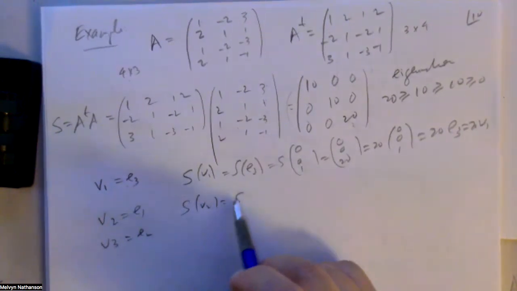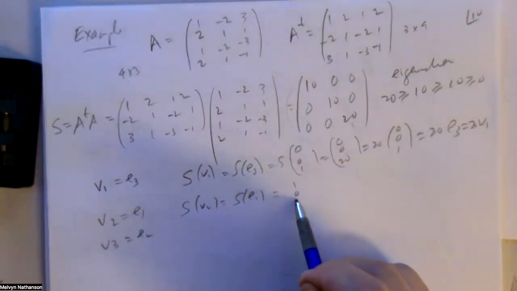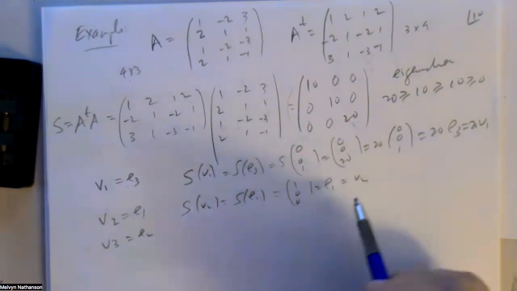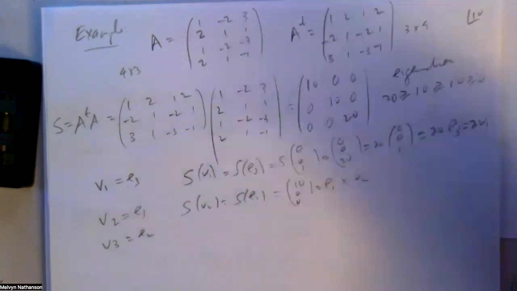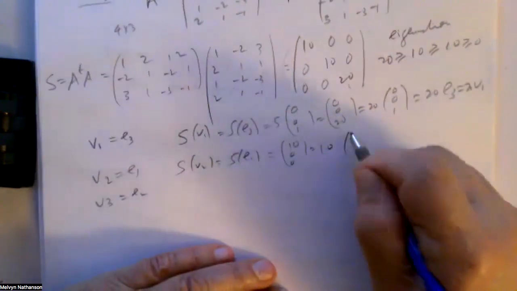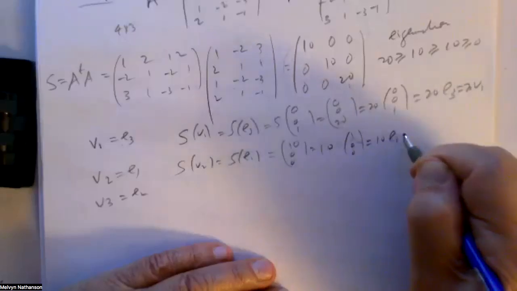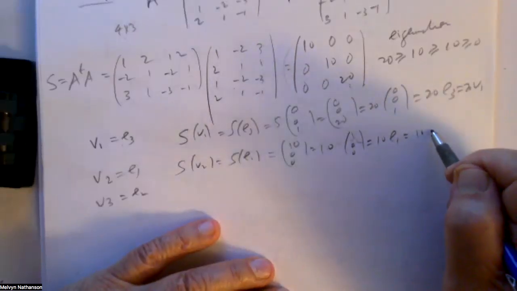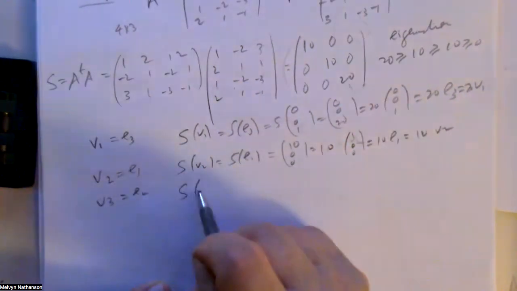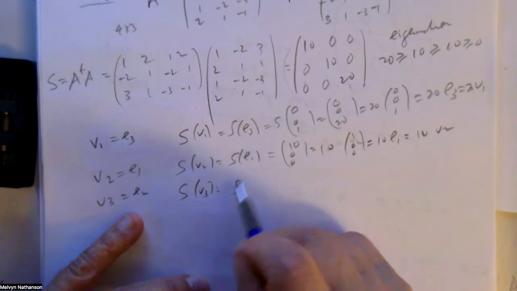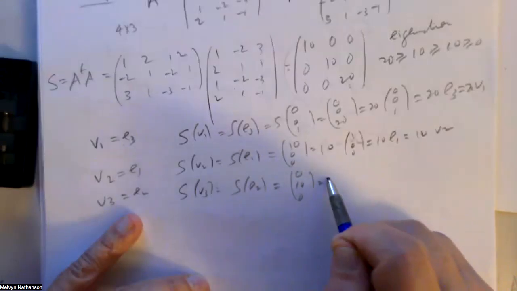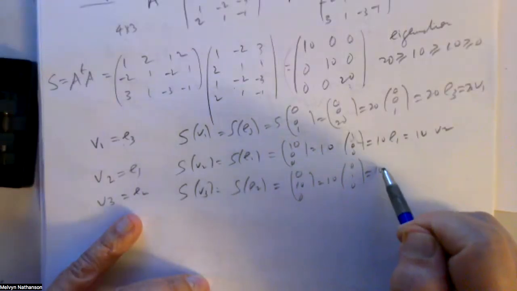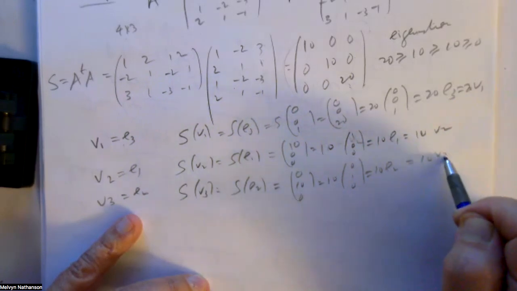So S of V2 is S of E1. That's this first column, 10, 0, 0. That's 10 times 1, 0, 0, which is 10 E1, which is 10 V2. And S of V3 is S of E2. S of E2 is 0, 10, 0, which is 10 times 0, 1, 0, which is 10 E2, which is 10 V3.